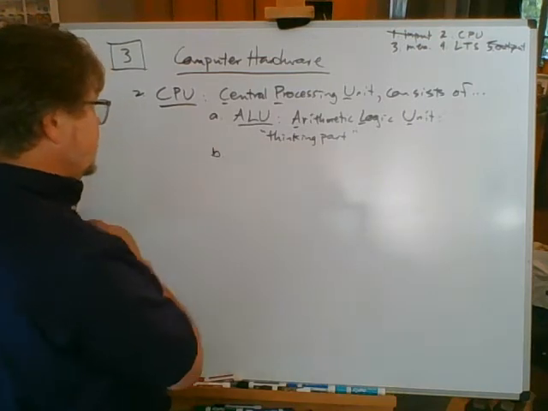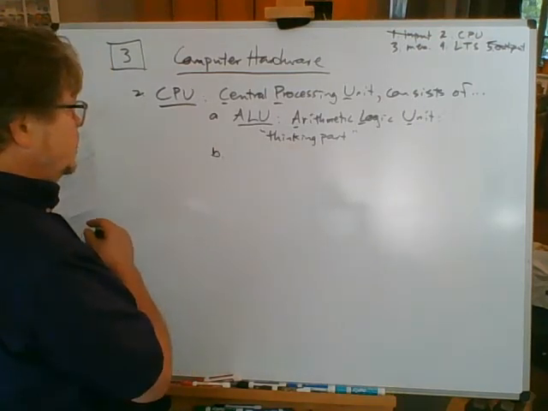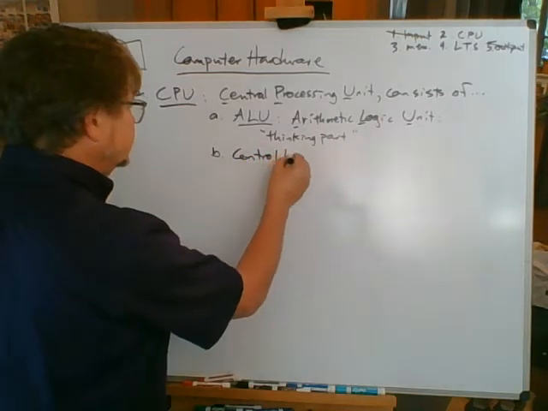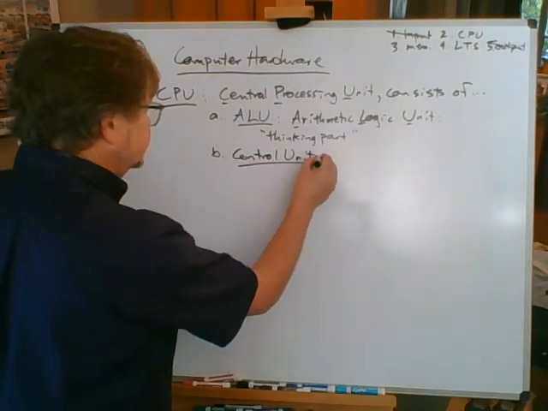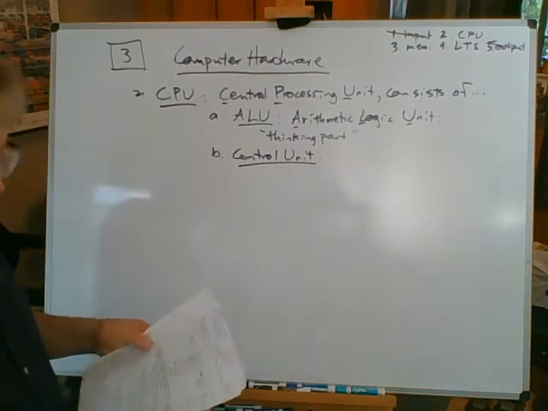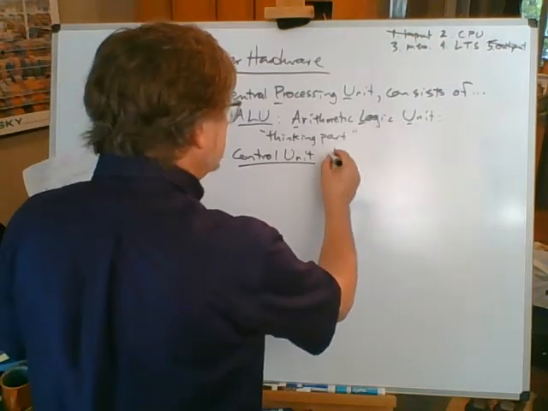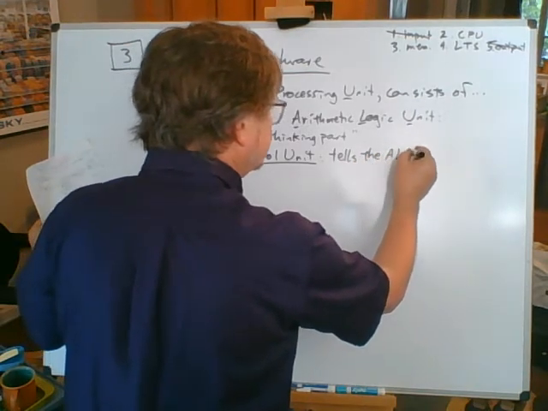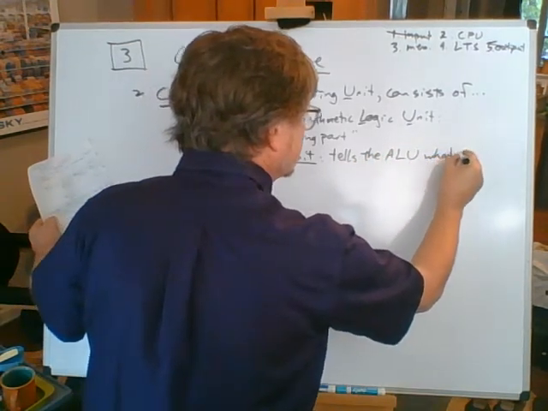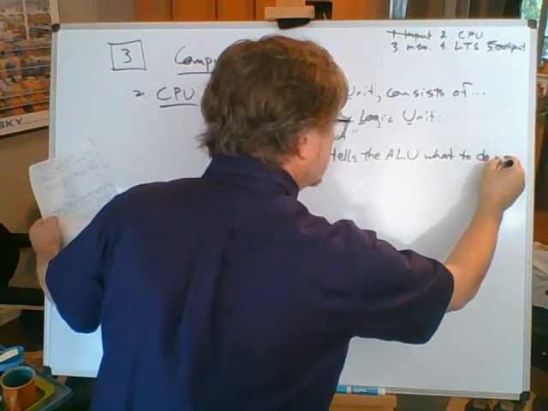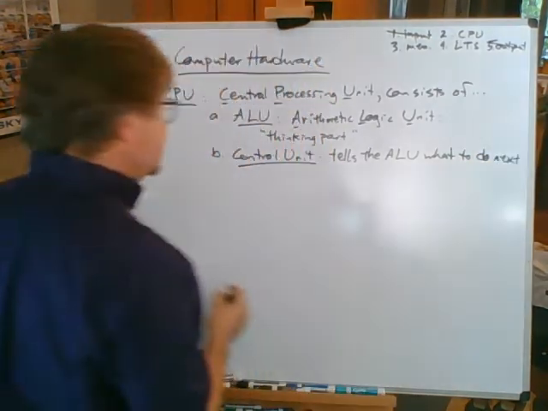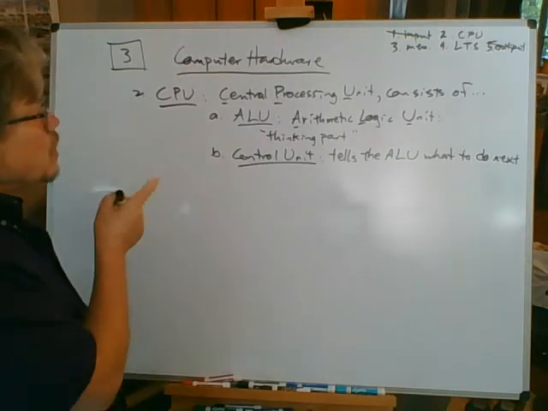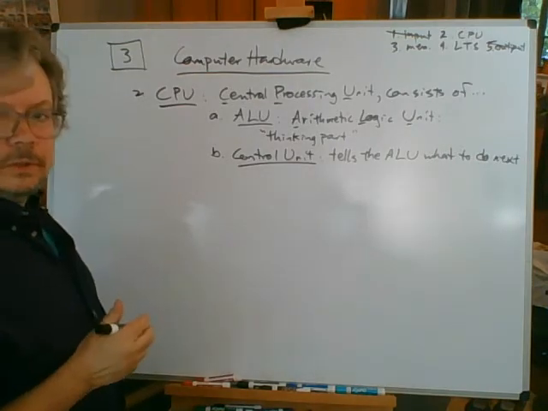But what other components could we possibly need in a CPU? We need a control unit. The control unit tells the ALU what to do next. The control unit, that's who I'm talking about now. The control unit tells the ALU what to do next.